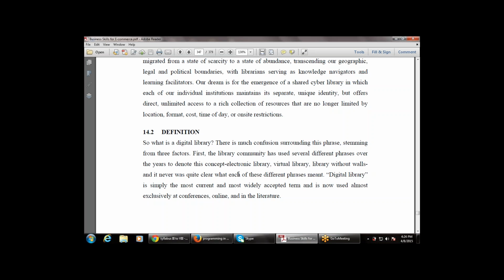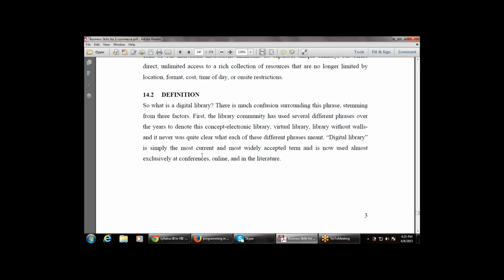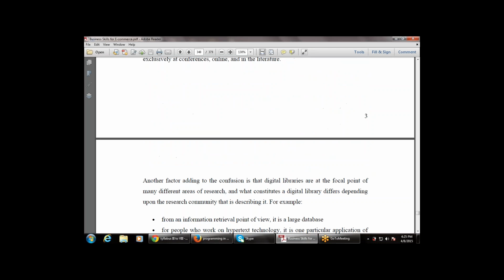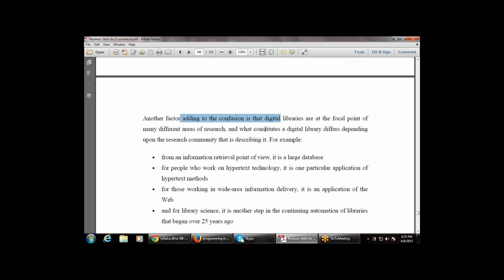First of all, the library community has used several phrases over the years to denote this concept, such as electronic library, virtual library, and library without walls, and it was never quite clear what each of these phrases meant. Some people talk about an electronic library, some a virtual library, some a library without walls. Digital library is the most common phrase used in conferences, online, and in the literature.